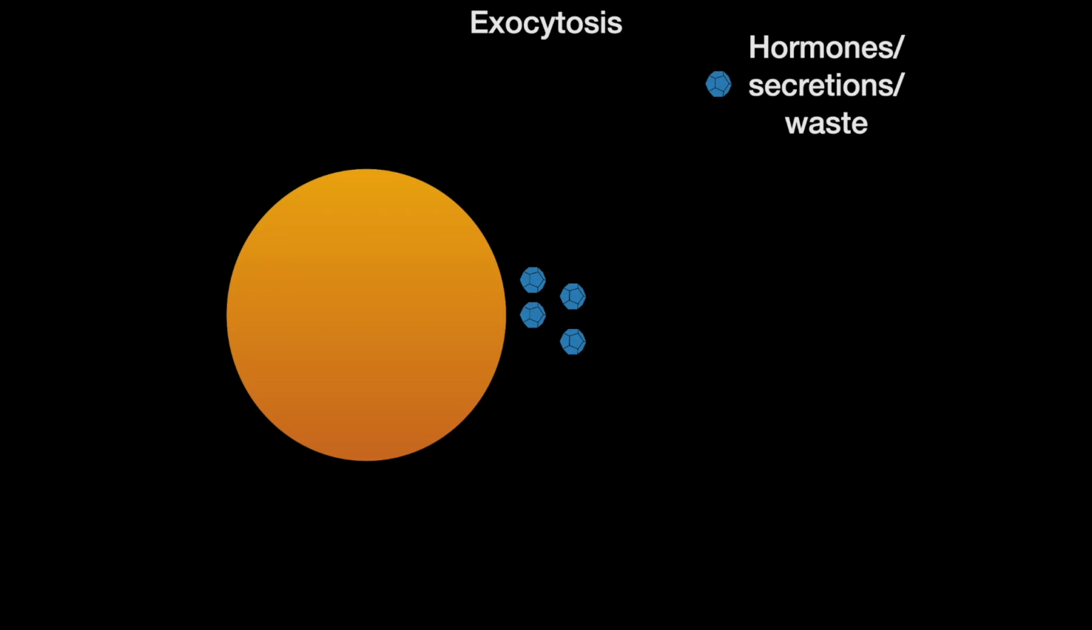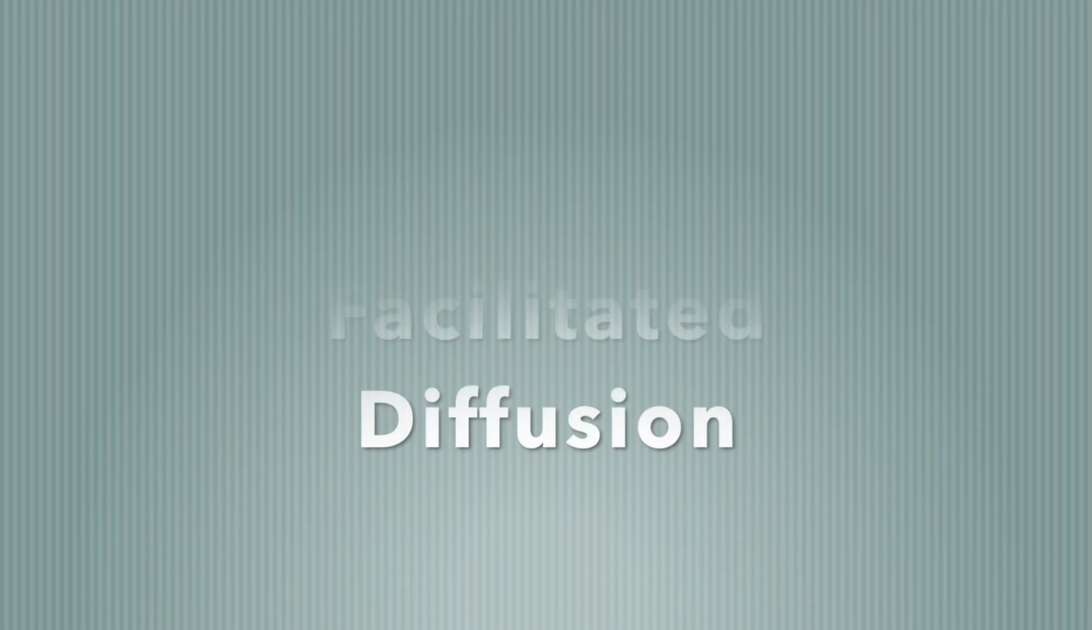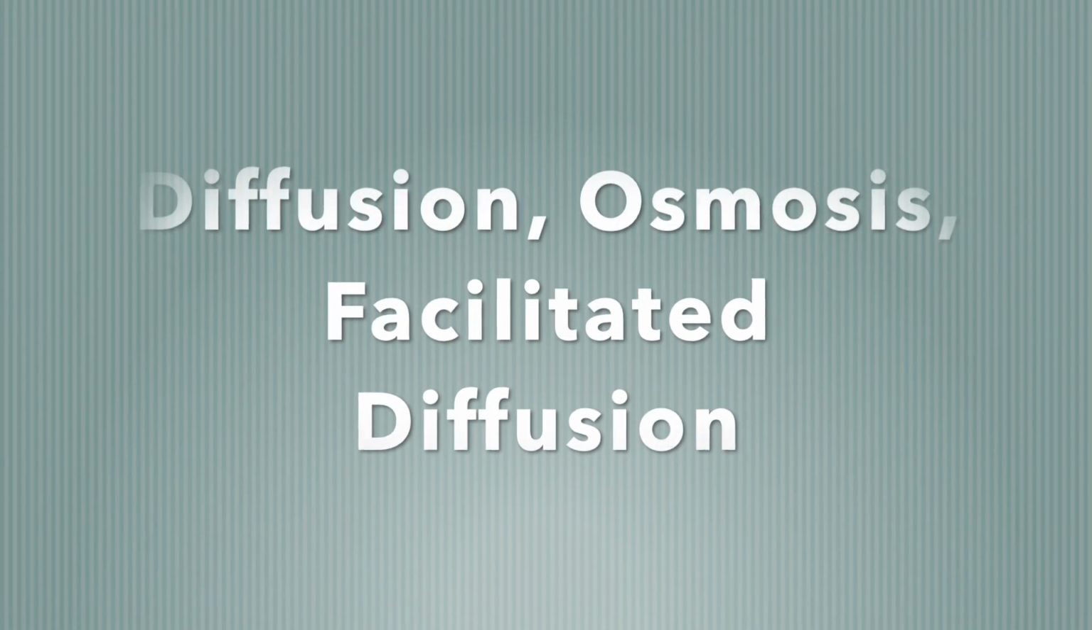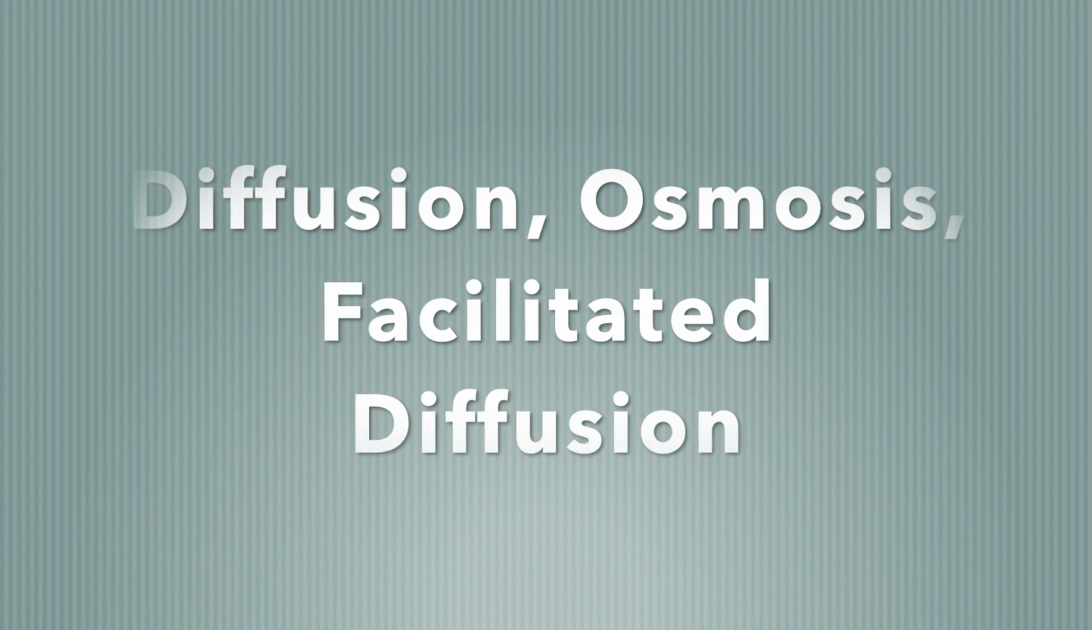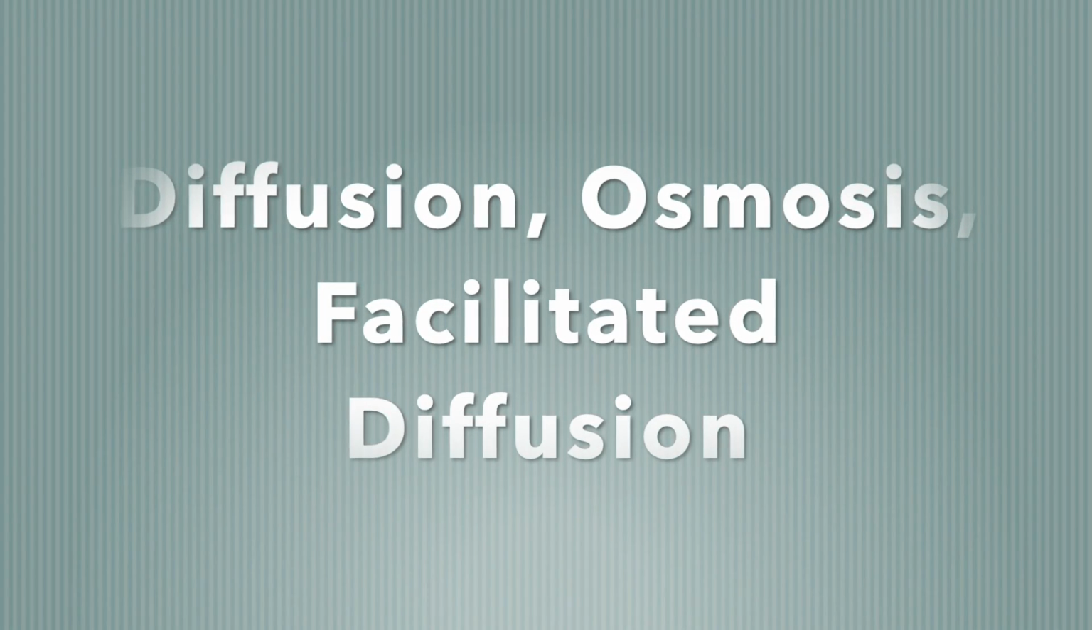So, as a quick review for cell transport, we have passive transport and we have active transport. For passive transport, we have diffusion, we have osmosis, which is a specialized type of diffusion where we have water moving from an area of high concentration to an area of low concentration. And then we also have facilitated diffusion, and the difference between facilitated diffusion and regular diffusion is just the addition of a molecule, a channel protein, to help move materials across the membrane.